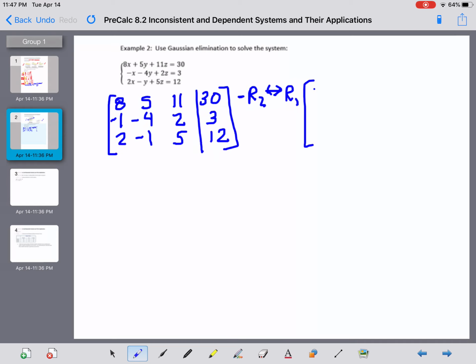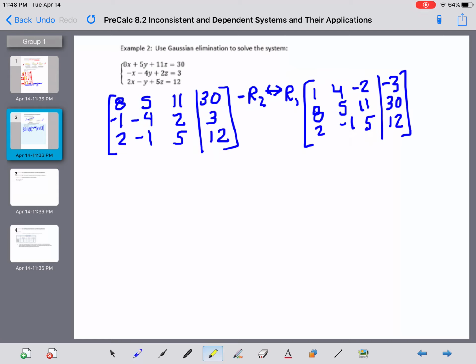So that's going to give me a 1, 4, -2, and -3 when I go opposite what was row 2. And I'm going to flip it with that row 1. So I'll move my 8, 5, 11, and 30 to row 2 and leave my row 3 the same for right now. All right, so first goal is met. I have a 1 up in the top. Now I would like zeros underneath it.